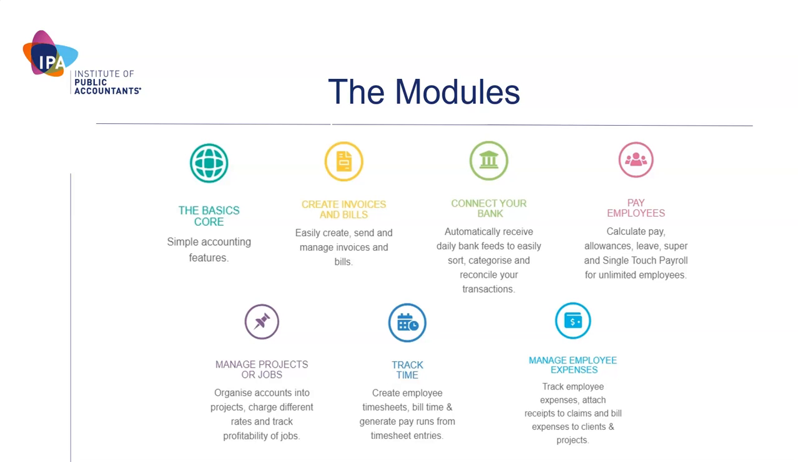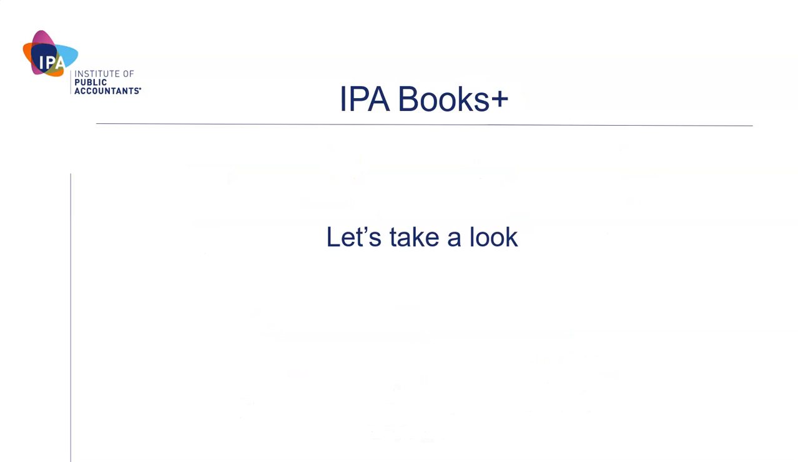The final module is the manage employee expenses module. So the managing employee expenses module tracks employee expenses, attaches receipts to the claims as well, and bills these expenses to clients and projects as well. So it's having that expense claim system for IPA Books Plus books. Now let's go and take a look at how we adjust the modules in IPA Books Plus.